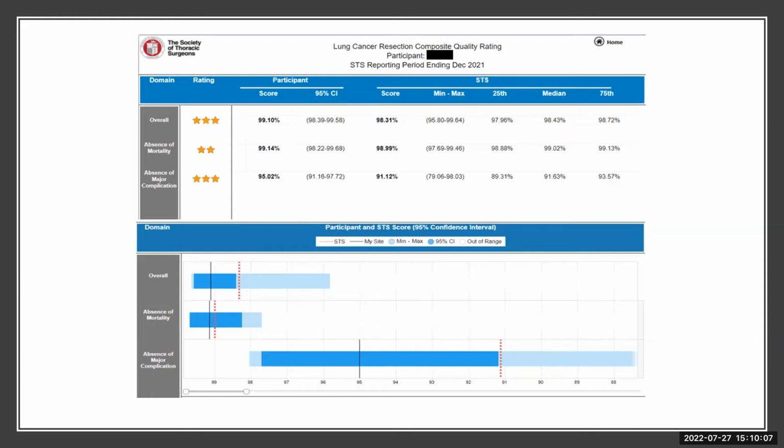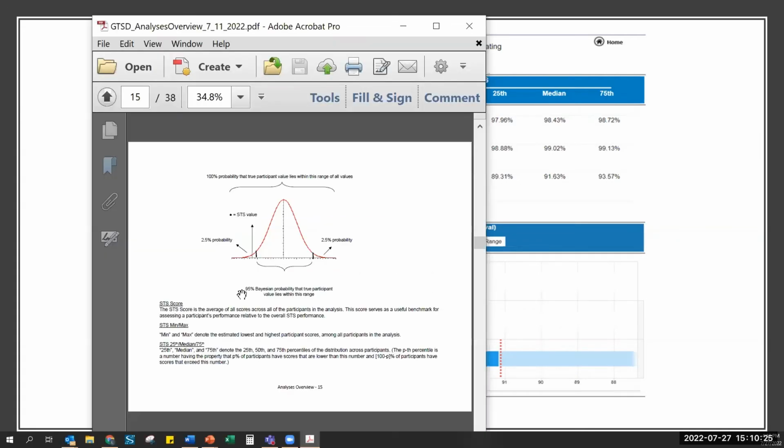So 97.5 is that 95% plus the 2.5% upper tail. Anyways, there's a great illustration of this on page 15 of the analysis overview that I should have included here, but I didn't. So please look at that for yourself. It helps explain that a lot better. Oh, thank you. There it is.